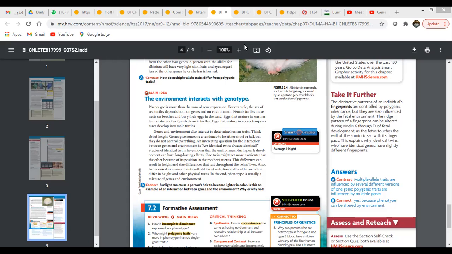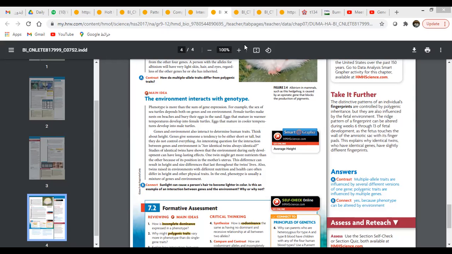ففي عندي sometimes the environment has a high effect on the phenotype because it interacts with the genotype. وحكينا example زي عندي أنا sea turtle في عندي turtles بتعيش بالبحر هدول depend sex of the sea turtles depend both on genes and on the environment. The female turtles make nests on beaches تعمل النست على البيتشز and bury their eggs in the sand. The eggs that mature in warmer temperature develop into female turtles. The eggs that mature in cooler temperature develop into male turtles.